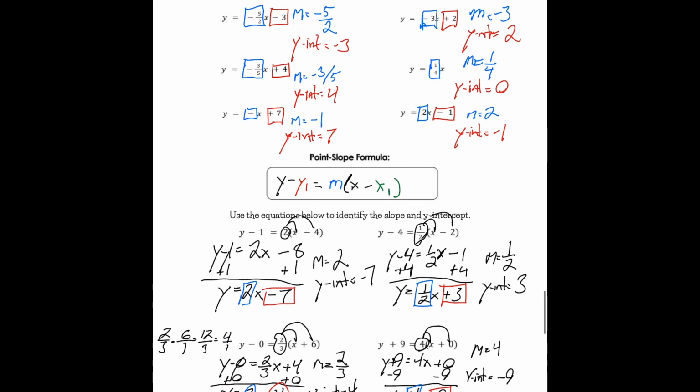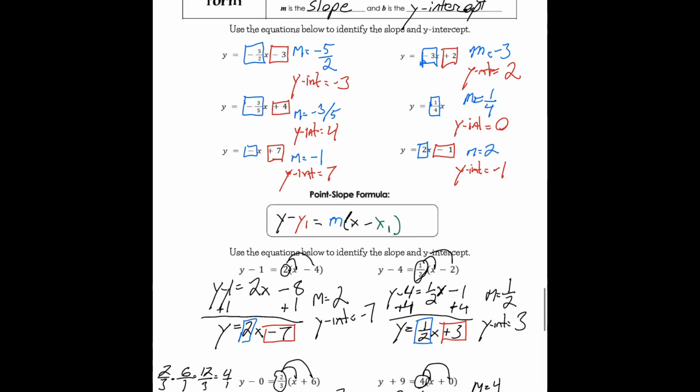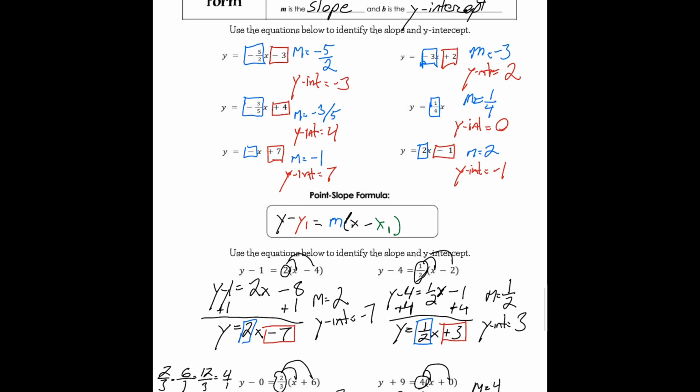So this takes us through slope-intercept form and point-slope formula. You're going to see a whole bunch of this. You're going to get a whole bunch of opportunities to practice with this. So if you're still a little shaky on either of them, don't worry. You'll have plenty of opportunity to get better.